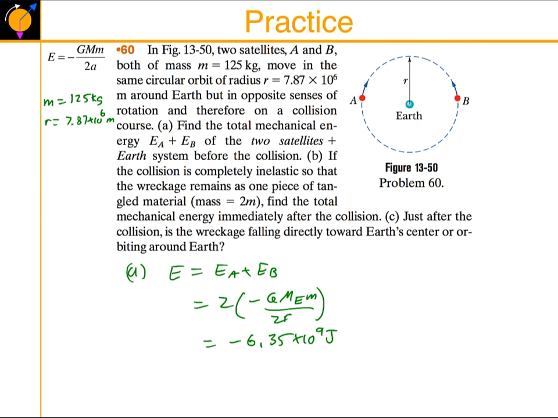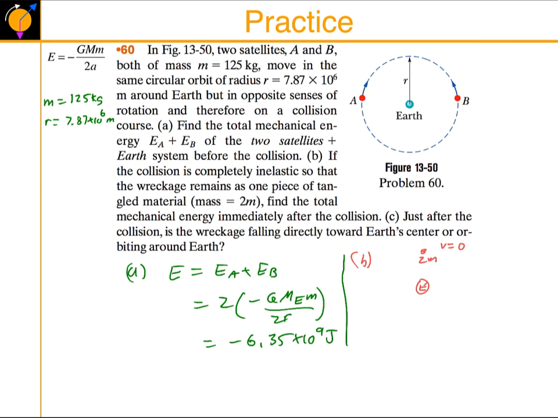So what happens when they collide? When they collide, they have exactly equal and opposite momentum in opposite directions, so they're going to clump into one big object. Here's Earth, and here's an object now that has a mass 2m and is at rest. They're going to clump together and then fall down.